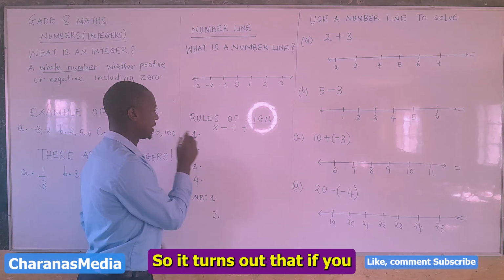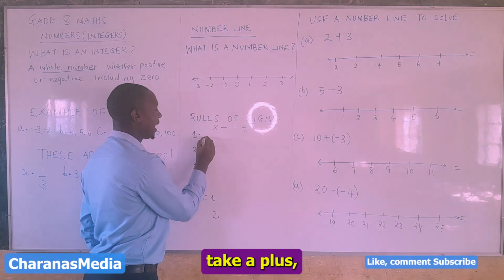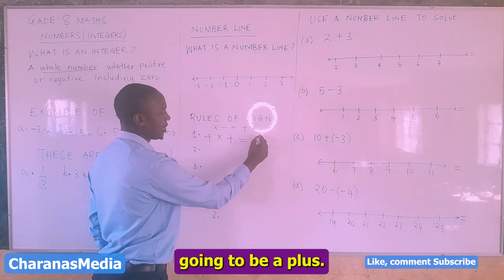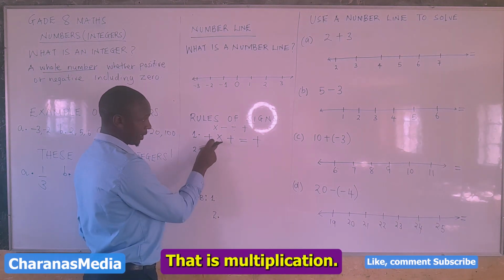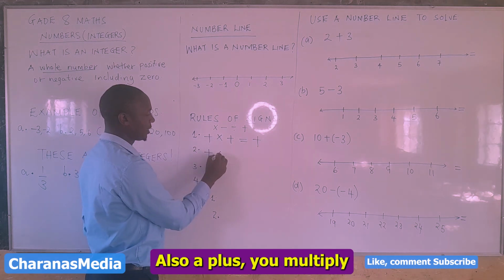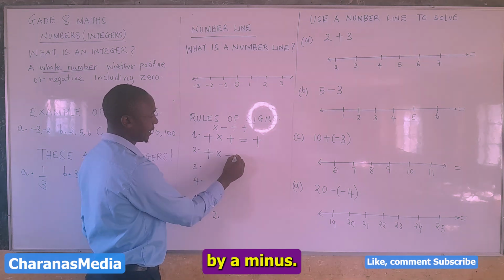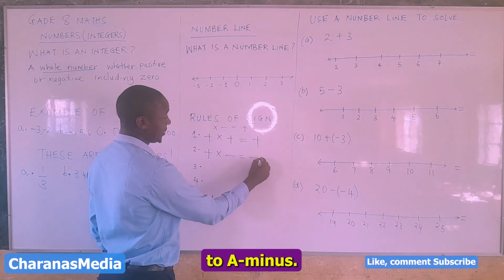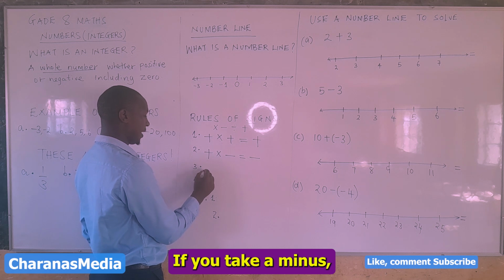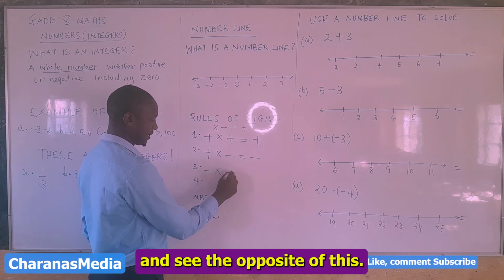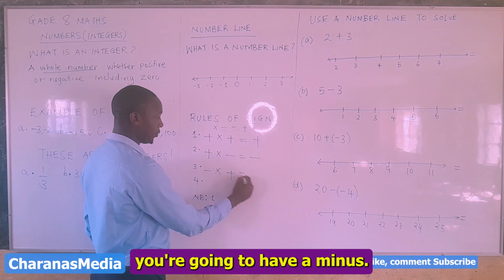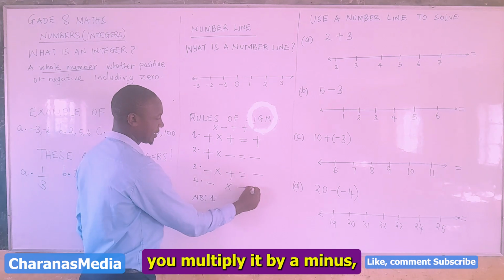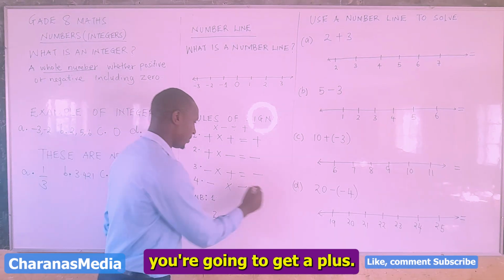So it turns out that if you take a plus, you multiply by a plus, the answer is going to be a plus. That is multiplication. Also, a plus, you multiply by a minus, then the result is going to be a minus. If you take a minus, you multiply it by a plus, see, this is the opposite of this, again, you're going to have a minus. But if you take a minus, you multiply by a minus, you're going to get a plus.